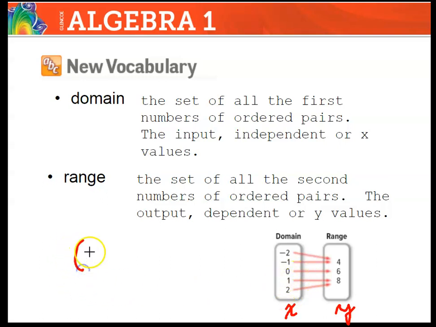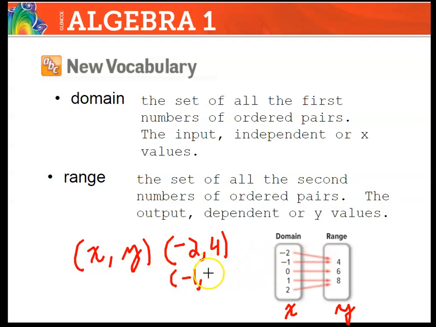If we were to look at those as ordered pairs, you would have x, y. So for instance here, I'll get -2 and 4 as a pair because -2 goes with 4. I could write that as -2, 4. I could also have -1, 4, because this arrow here shows that -1 goes with 4. I could have 0, 6. I would also have 1, 8, and 2, 8. X values here, the domain, y values there, the range.